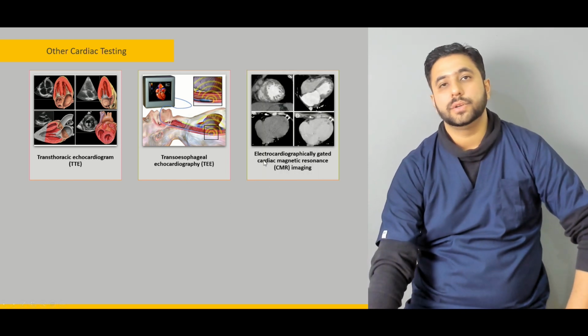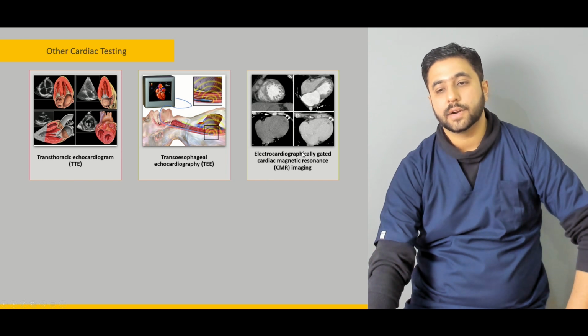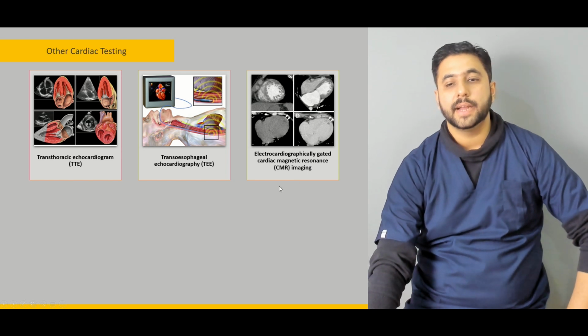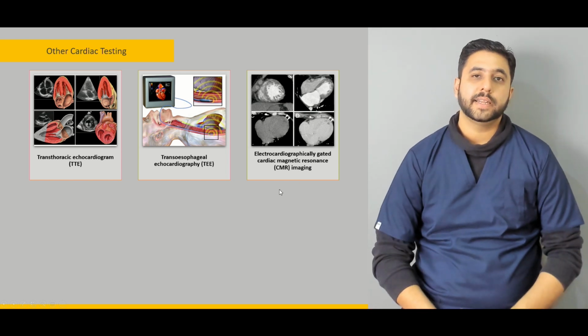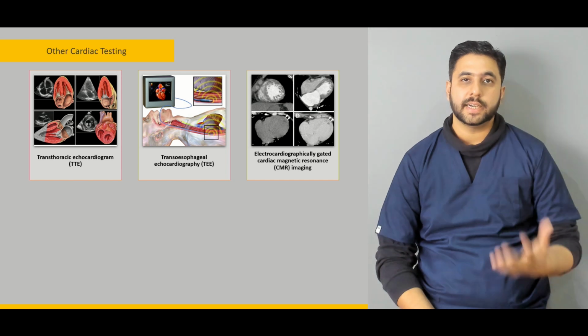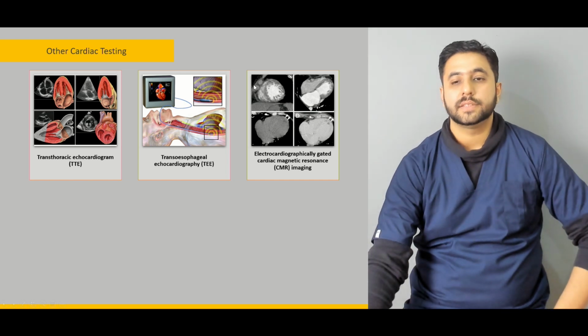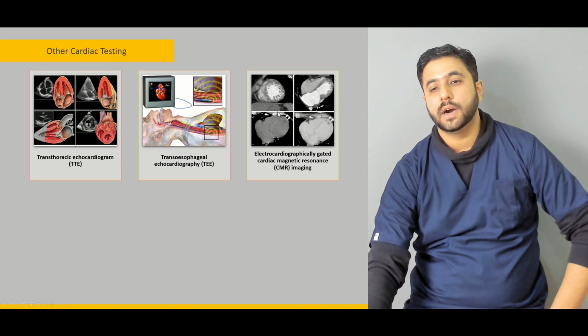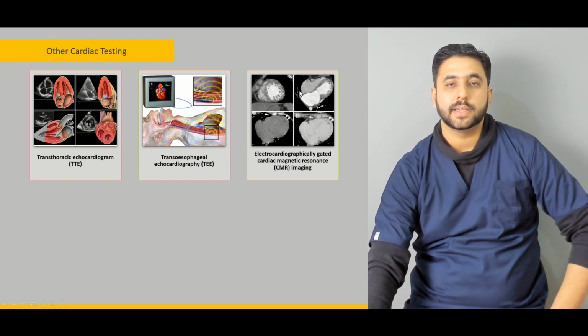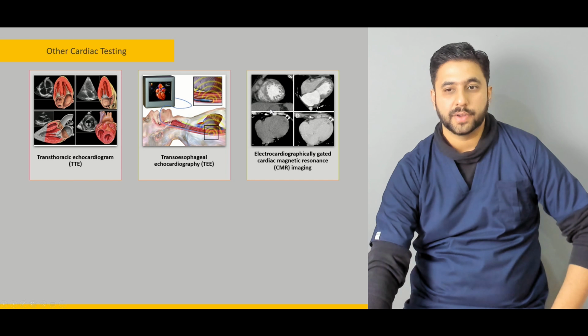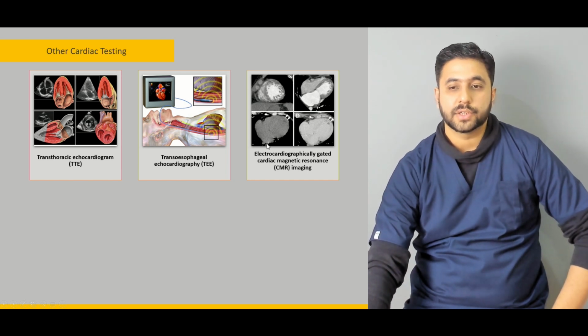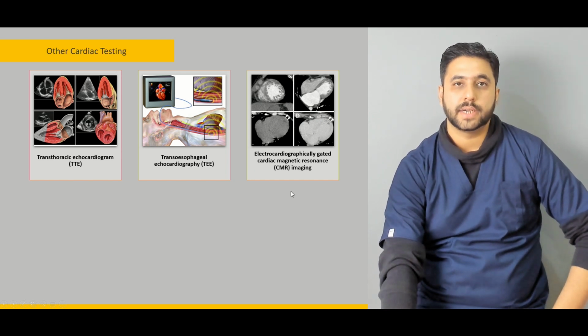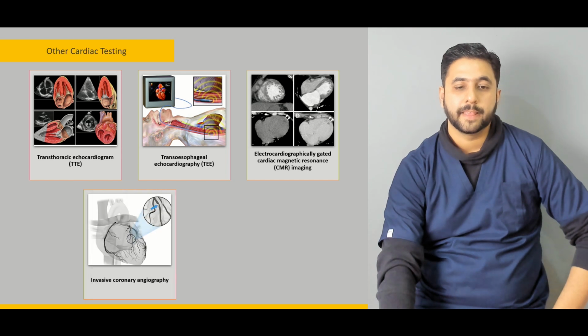Similarly, we can do an MRI of the heart, which is called electrocardiographically gated cardiac magnetic resonance imaging. The MRI is a very good modality. It gives us a very good appreciation, quantitatively as well, of the thickness of the various chambers of the heart, whether there is some asymmetry in the septum in patients with hypertrophic cardiomyopathy. It gives us a good indication of the blood flow, the valves, and the structure of the generalized heart. So CMR imaging is also a very good alternative technique.